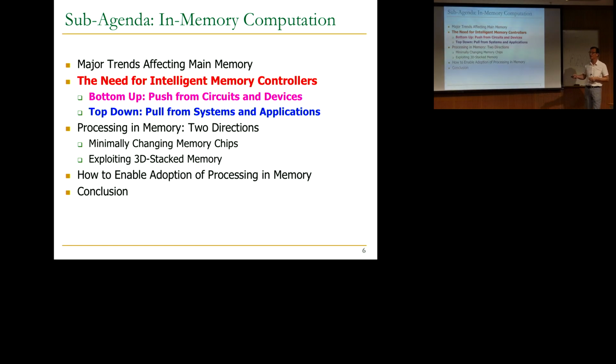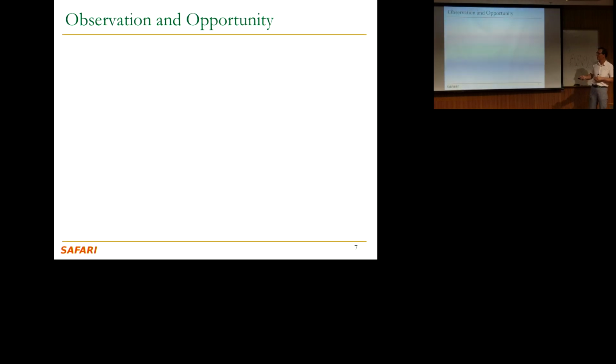So today, I hope I motivated the need for intelligence from the bottom up. Let's talk about the top down a little bit, and then we're going to cover processing in memory in two directions, maybe different from what was proposed in the past, because I don't think some of the things that were proposed in the past are going to be feasible into the future, given that memory and logic are not necessarily compatible technologies with each other. And we're going to cover two different directions. And then hopefully we'll get to some adoption issues, which are very interesting. A lot of these are system level issues to enable processing in memory. So that's the plan of action.